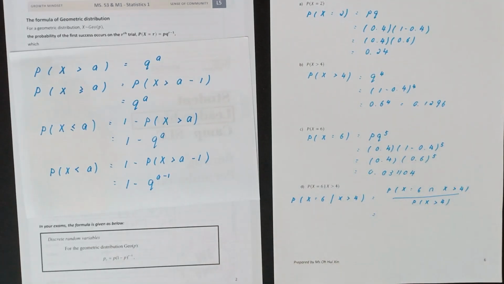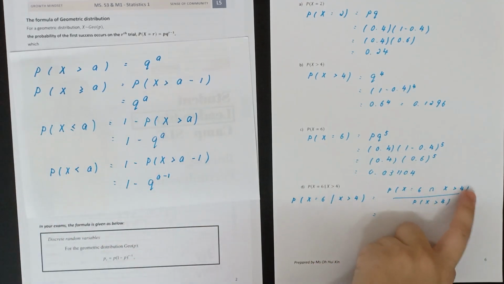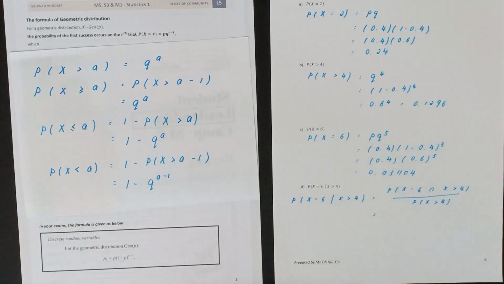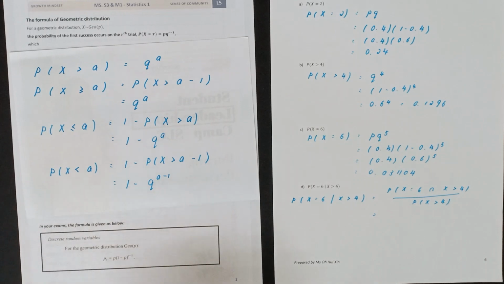My question is, x equals to 6 is event A, x greater than 4 is event B. Are they independent? No. How can you check? If they have an intersection, then they are not independent. X equals to 6 means you accept only 6. X greater than 4 means you accept 5, 6, 7, 8, 9, 10. You have a 6 in common. So this is not independent.